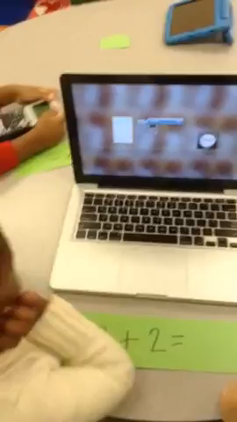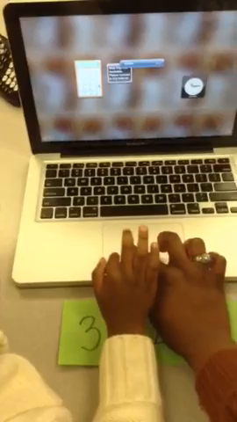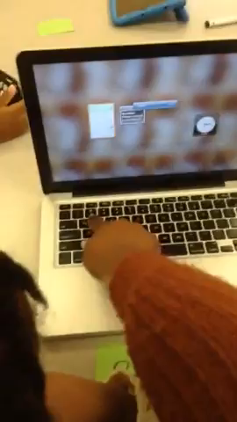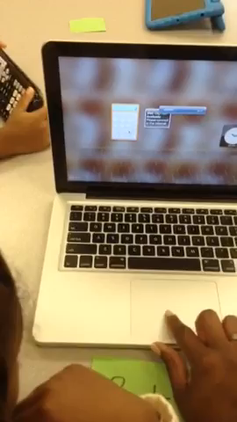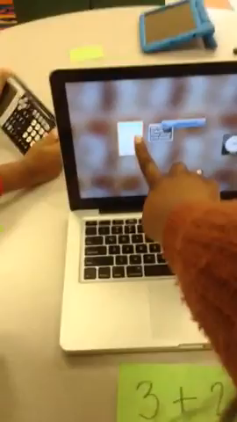So Brielle, select number 3. And then I will select the plus sign. Go ahead and select it. And then, Georgie, you select number 2. Find number 2. And then press the equal sign. So 3 plus 2 equals what? What number is that on the calculator? Computer calculator? 5. Good job.